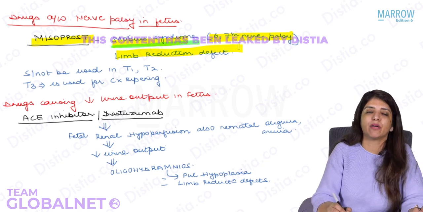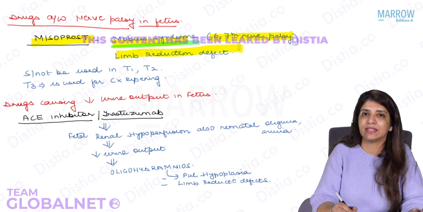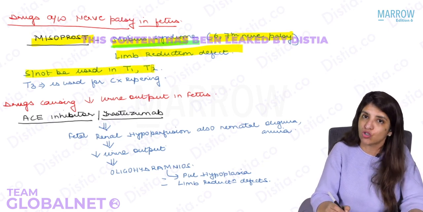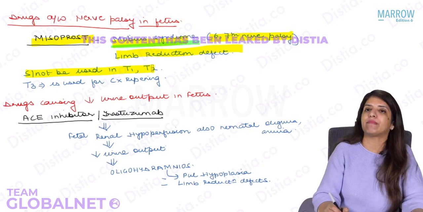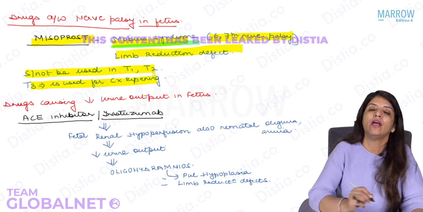So please remember that because misoprostol can lead to sixth and seventh nerve palsy, that is why misoprostol should never be used in the first and second trimester. In the third trimester, we are using misoprostol and it can be used for cervical ripening.